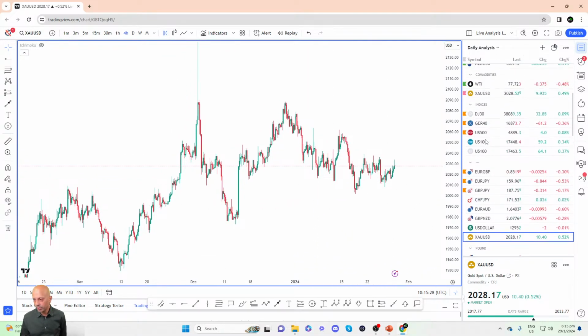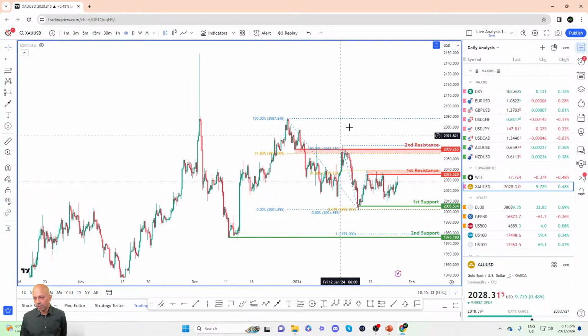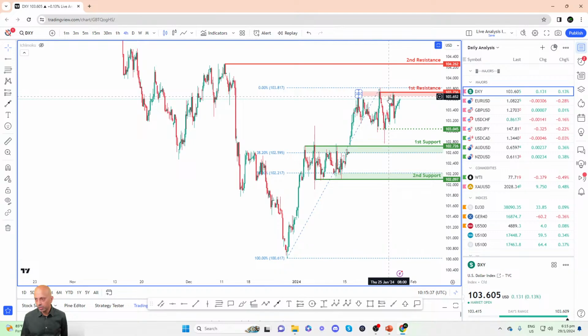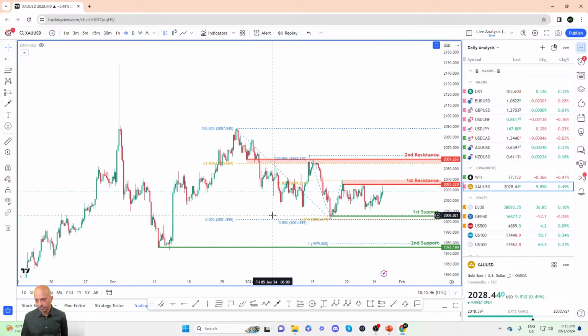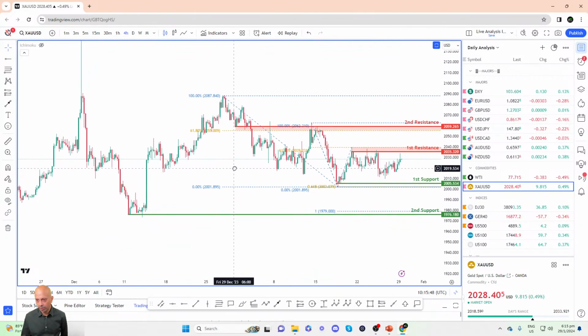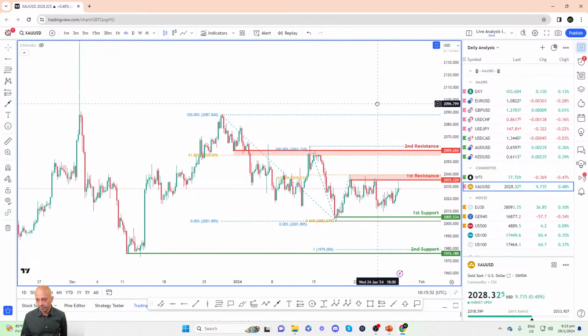Of course, we all know gold and the dollar have an inverse relationship. So if we see strong demand for the US dollar, then typically we're going to see gold prices head south over that same period, which is what we've seen here. Let's zoom in a little bit so we can identify the major support and resistance levels.